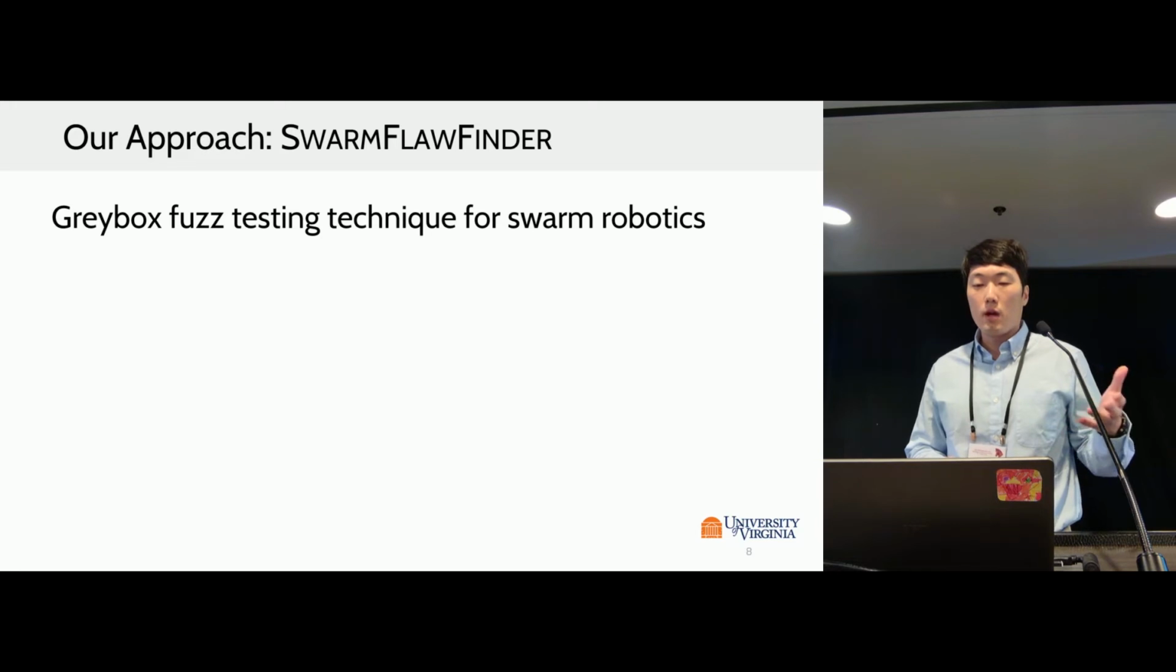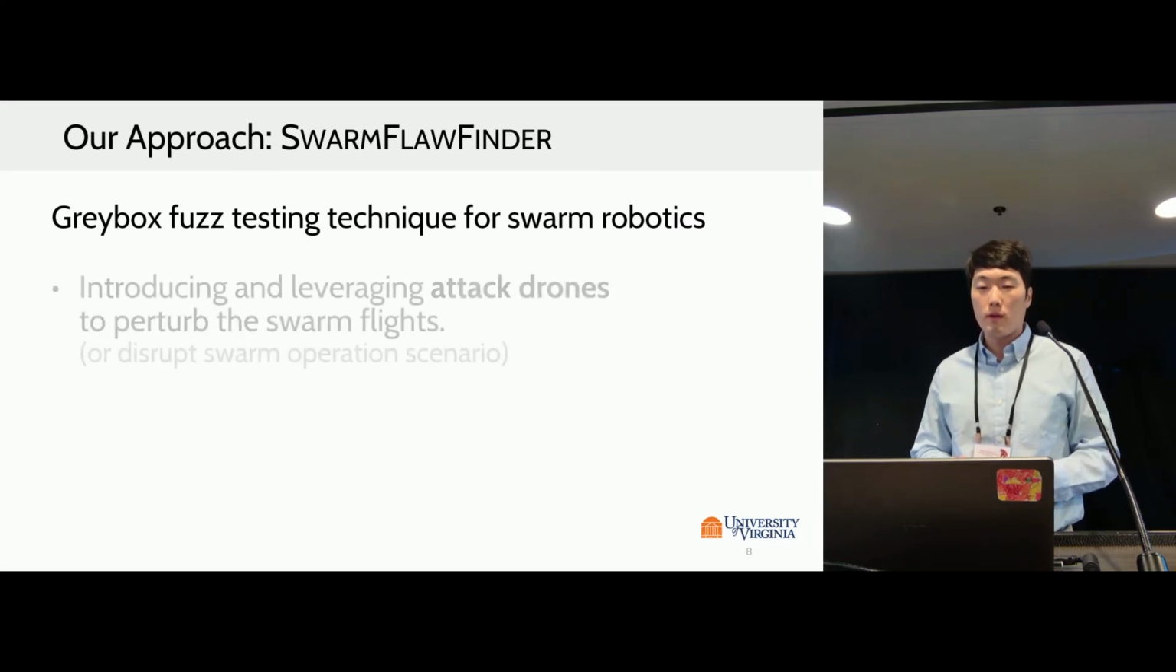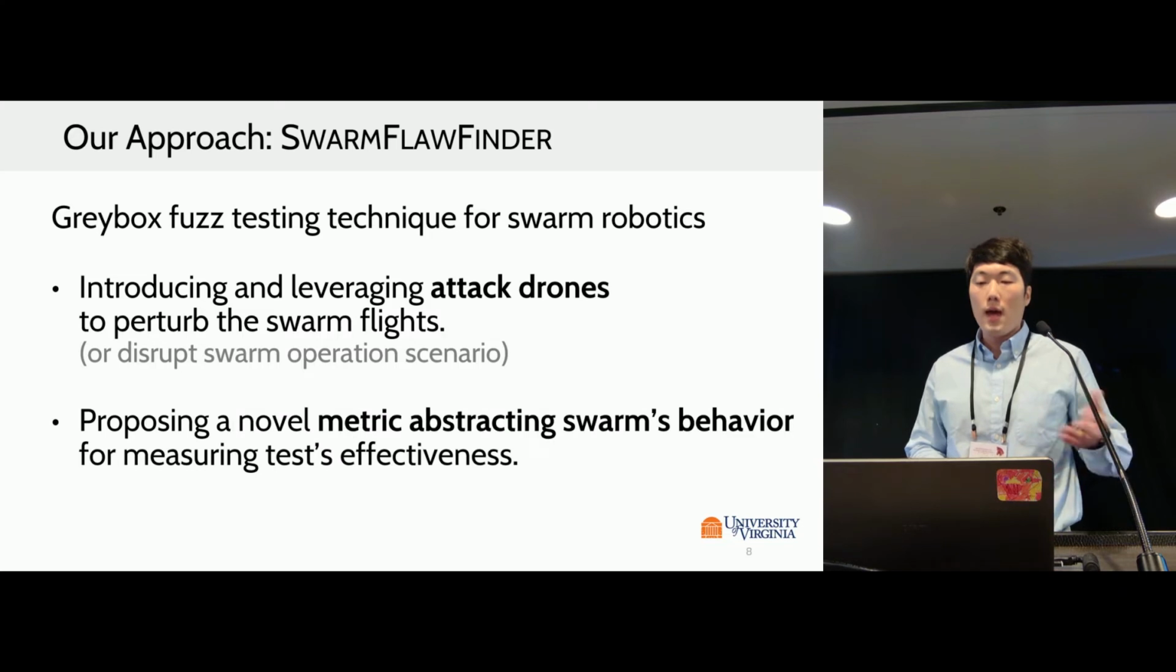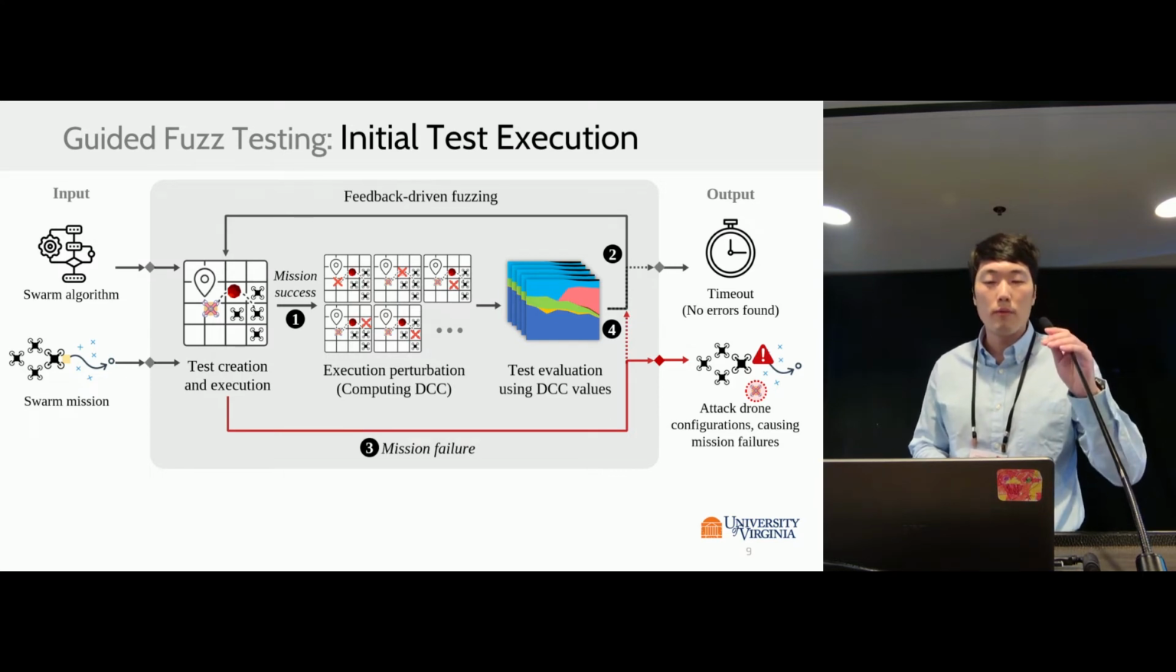So we introduced SwarmFlawFinder. SwarmFlawFinder is a gray-box fuzz testing technique for swarm robotics. We introduced attack drones to obtain more diverse swarm behaviors by disrupting the swarm operation. And we use a novel metric for measuring a given test's effectiveness. Let's see how SwarmFlawFinder works. This is an overview of SwarmFlawFinder. Let's walk through this one by one.